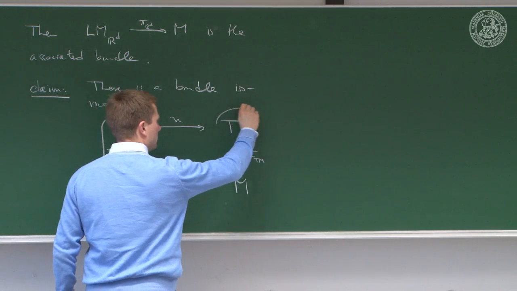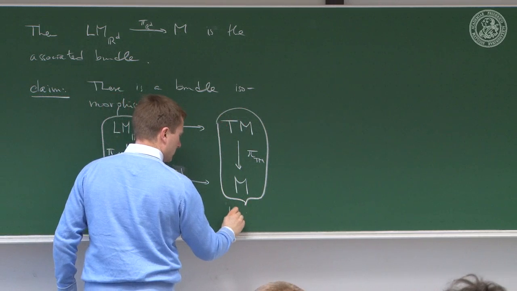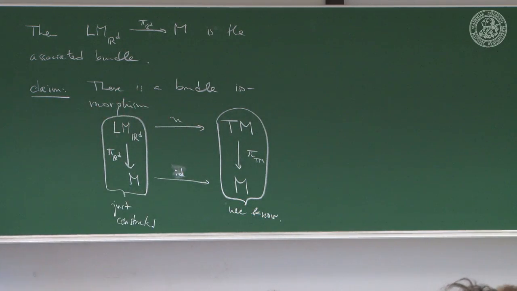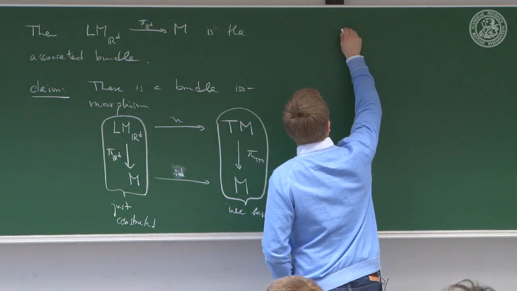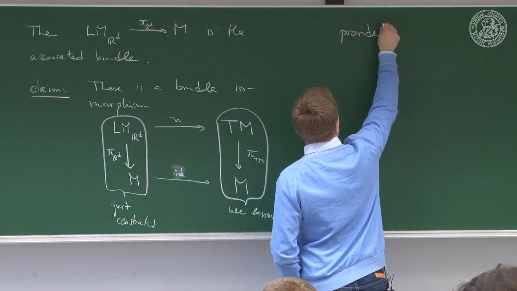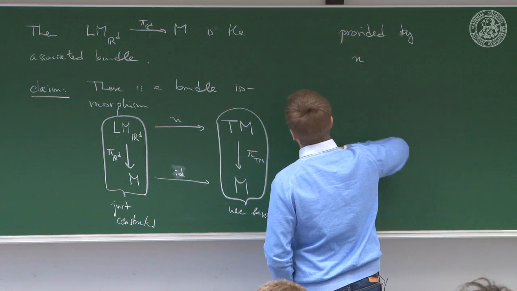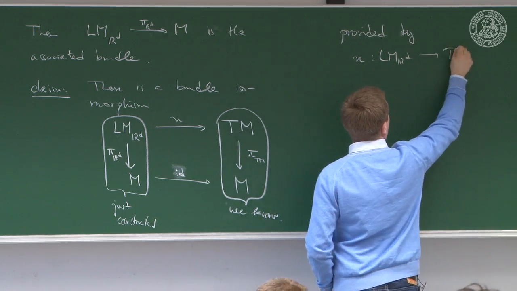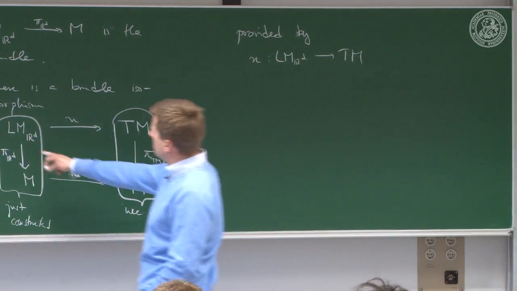And this guy we know. And if I claim there is such a bundle isomorphism, I need to tell you by what map it is provided. It's provided by the map U. And so we need to take an element of the associated bundle.